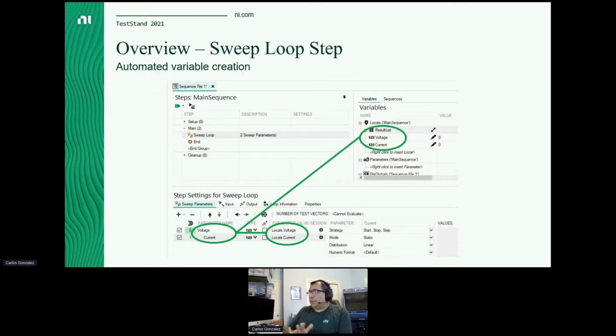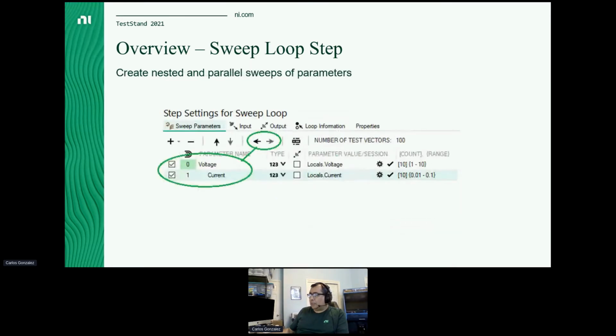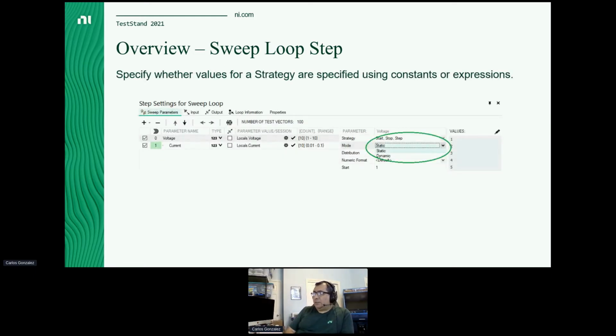When configuring a suite loop step, once you specify a parameter, TestStand will automatically create variables and fill the appropriate fields, as you can see in this slide. We're going to look at a demo later so you can see this in action. You have more control over how parameters interact. They can work in parallel or they can be nested. You can also specify the strategy type. You can choose static, where you specify constant values, or you can select dynamic, where the values are controlled by expressions.